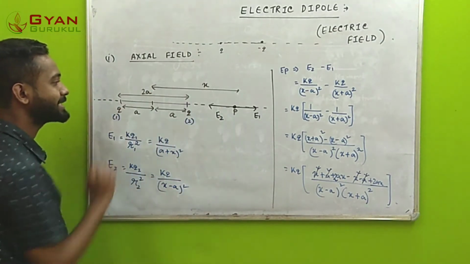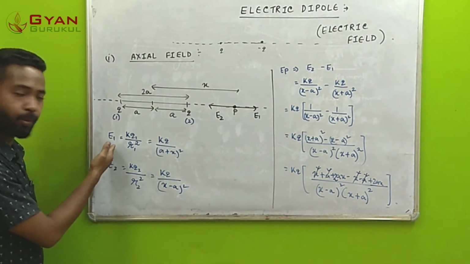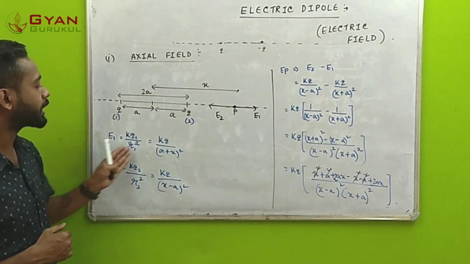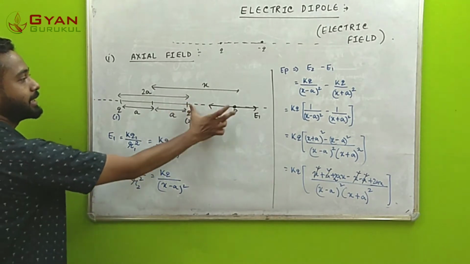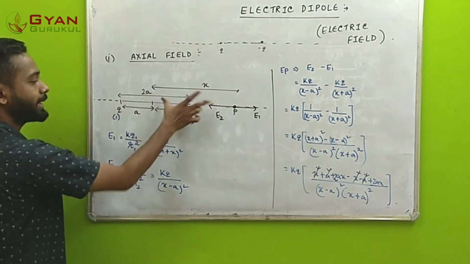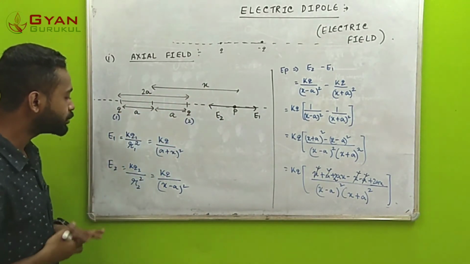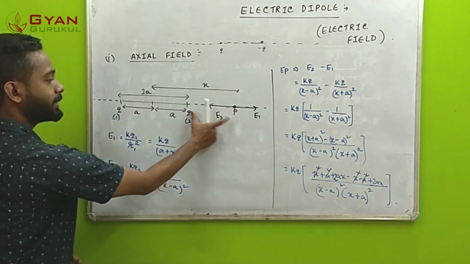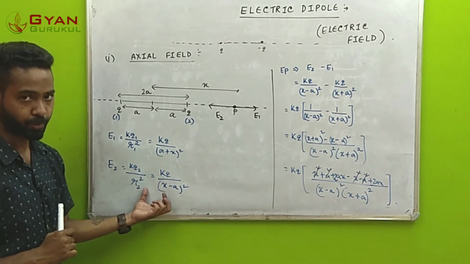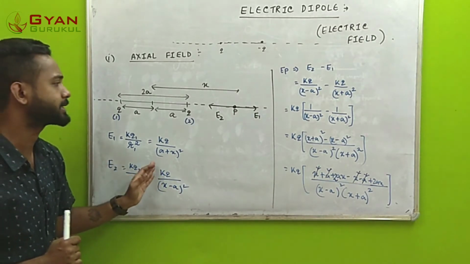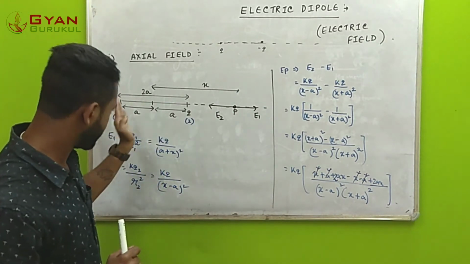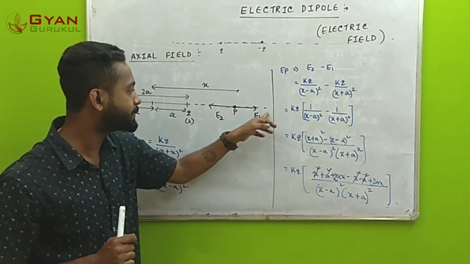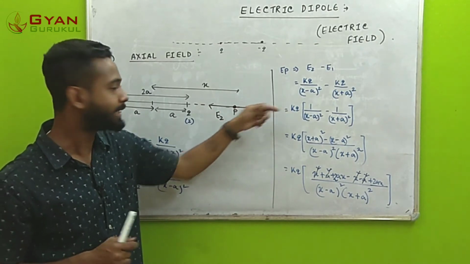Taking those distances, we write down an expression for E1, which is for this particular charge, and E2 for this particular charge. E1 would come out as kq by (a plus x) whole squared. This distance is a, this is x, so it will be (a plus x) whole squared. Similarly, E2 would come out as kq by (x minus a) whole squared. We do not need to put the minus sign, and accordingly, with the direction into consideration, we will give the direction for the electric field. E1 would be in this particular direction, that is, toward the right-hand side.